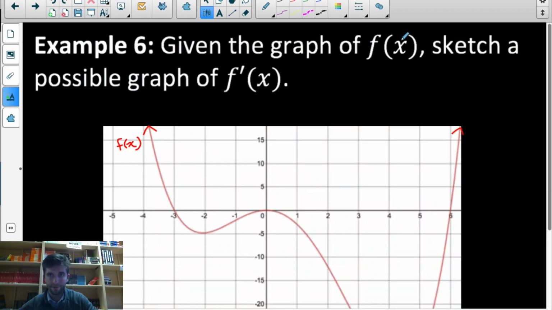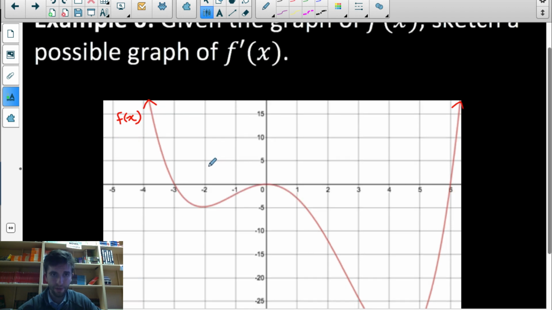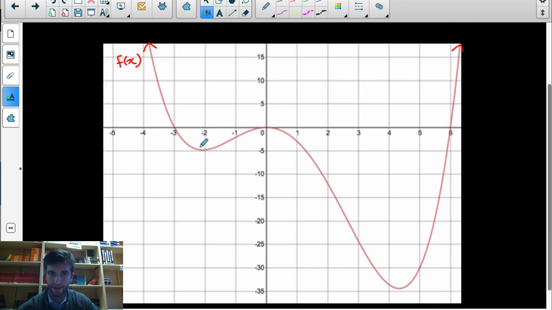Example 6, given the graph of f of x, sketch a possible graph of f prime of x. So keep in mind the derivative tells you the tangent slope to any point on this original function. So the y value of the derivative when x is negative 2 would probably be 0 because it looks like there's a horizontal tangent there. So I can plot that point. There's also a horizontal tangent there and here. So at those x values, the derivative would be 0.